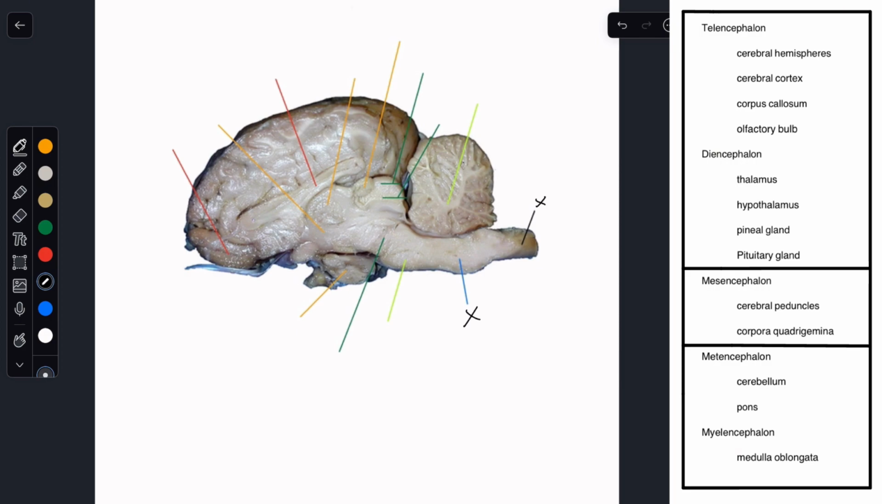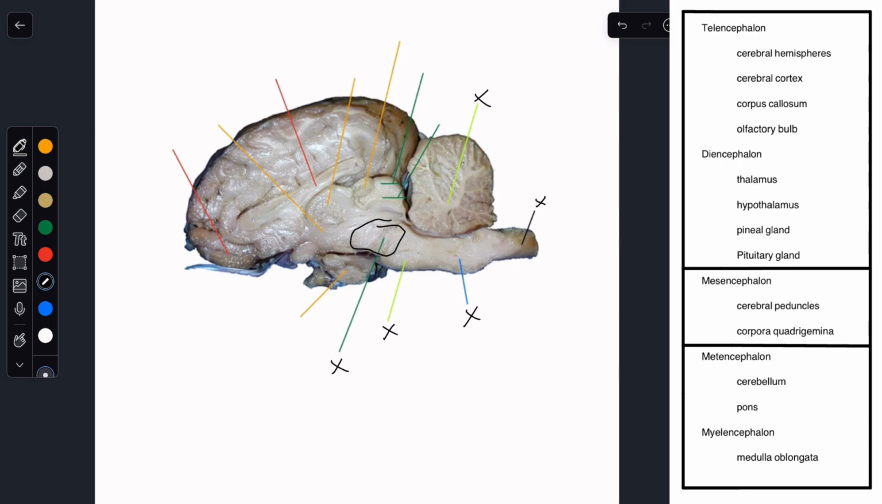The pons in this case is this little structure right here. Or actually, it's more like this. That right there is the pons, and then the cerebellum is this big structure right here. Going over mesencephalon, we have the cerebral peduncles and the corpora quadrigemina. The cerebral peduncle is this structure right here, just right next to the pons.